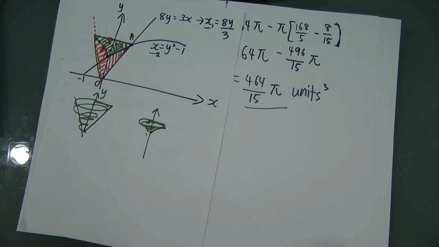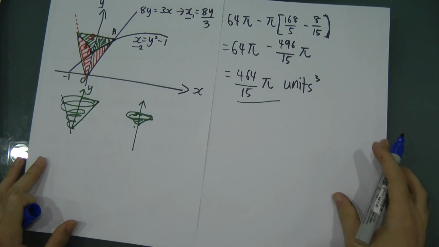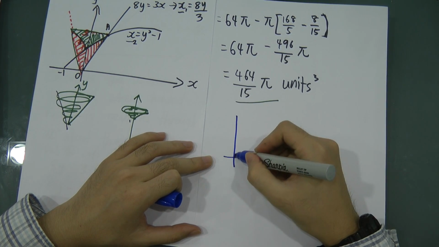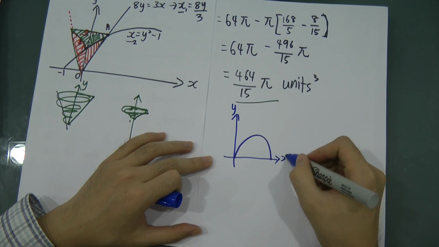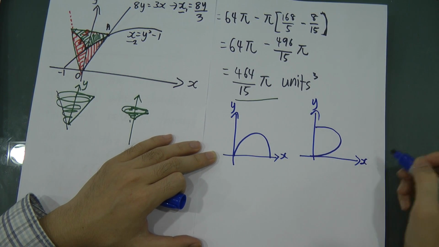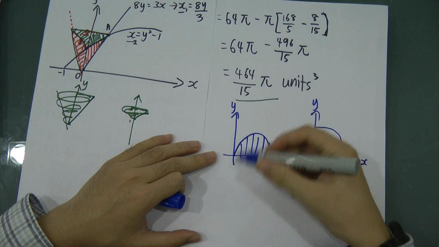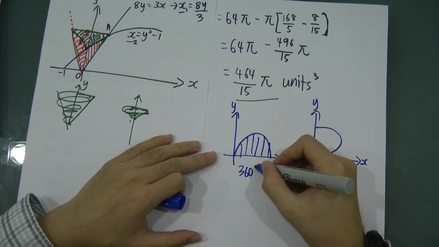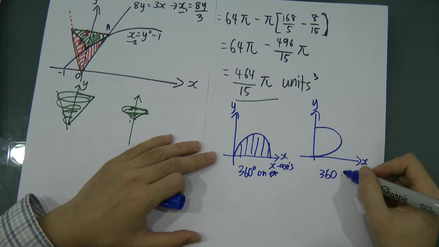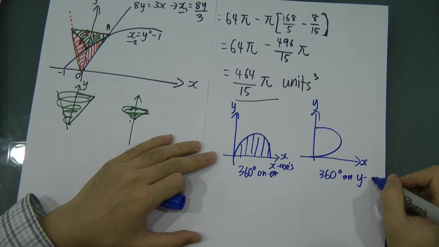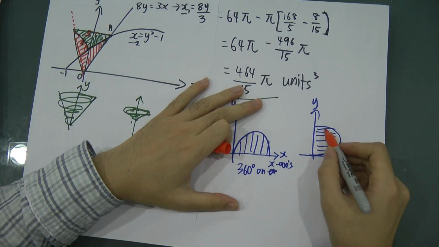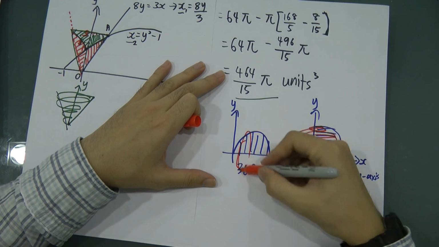But before I end this video, just let me remind you something. Because for volume, a lot of students sometimes are very confused. Okay, let's say you got something like this. This is y, this is x, of course. Or you got something like this. This is y, this is x. Obviously, this one, this part, rotates 360 degree on the x-axis. So I just write 360 degree on x-axis, the short form now, x-axis. This one rotates 360 degree on the y-axis. Just imagine something like this. So it will rotate like this.